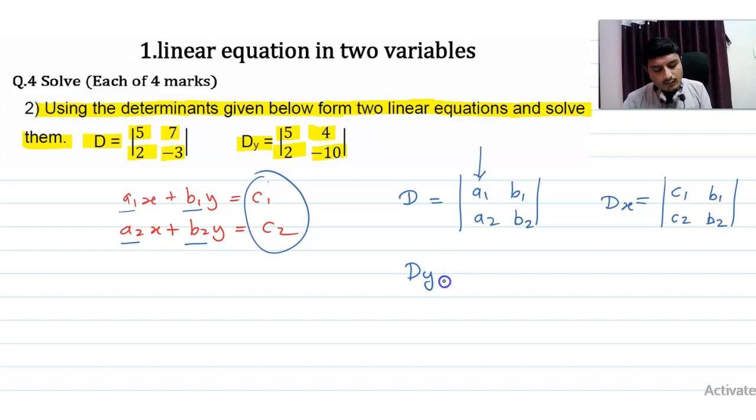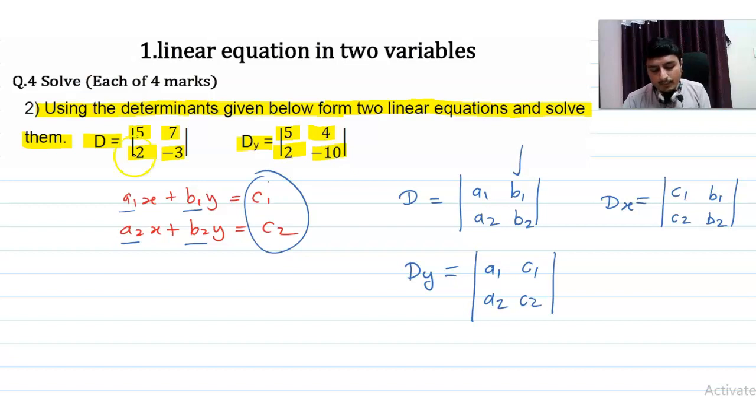While for the value of Dy, we have to replace the coefficients of variable y from D by the given c1 and c2, so that we get the value of Dy. We have to replace the coefficients of variable y from D by the constants c1 and c2, while the first column from D, that means the coefficients of variable x, remains as it is, that are a1 and a2.